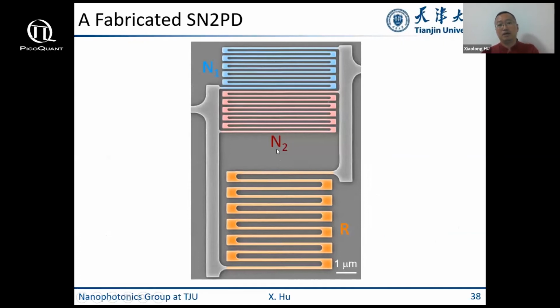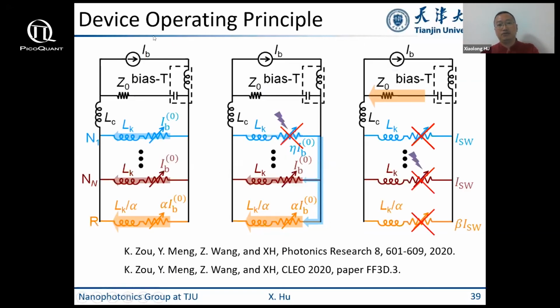You can see N1, N2, and R. Let me explain the operating principle of the circuit of the device. Initially, we bias the entire device with IB, and the allocation of the current is inversely proportional to the kinetic inductance of that branch.